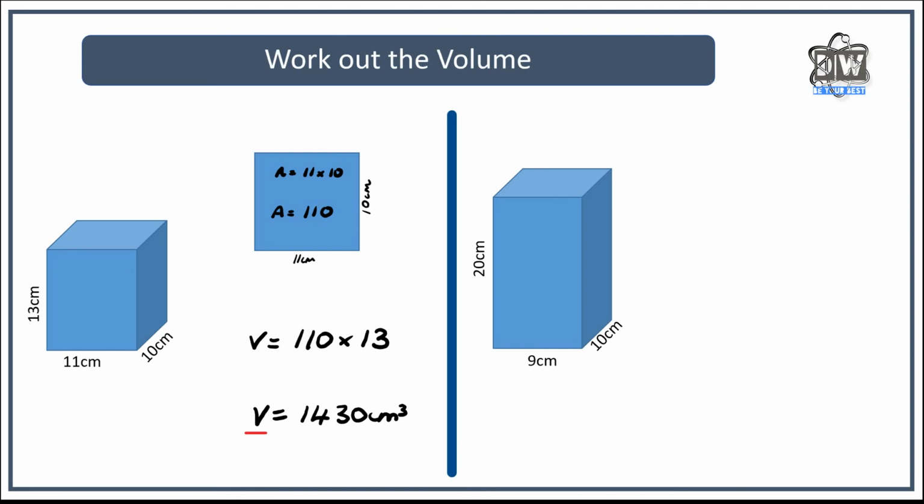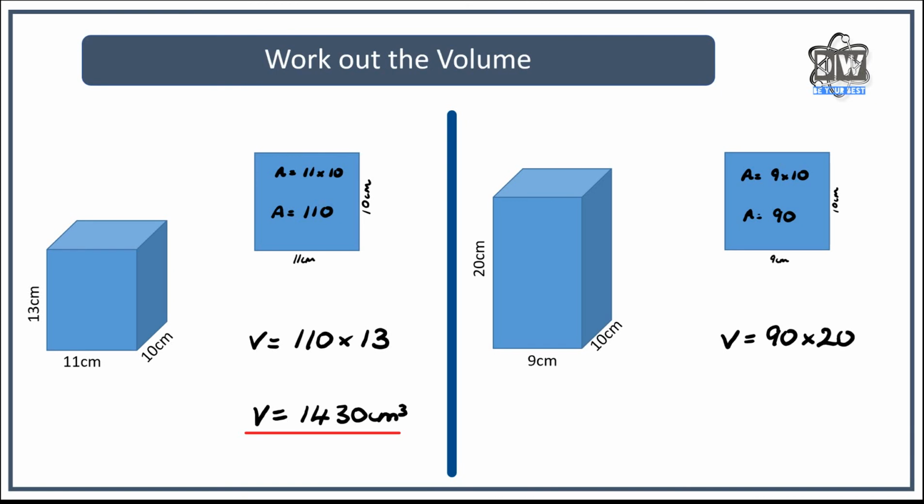So for the next one, we're going to have a base shape which is 9 by 10. So that will give us the base area of 9 times 10, which gives us 90. So our base area is 90. What do we do with that 90? We take that 90 and times it by 20. Yep, to find the volume, we take our 90, times it by the height of the shape, and that gives us our volume, which is going to be 1800 centimeters cubed.